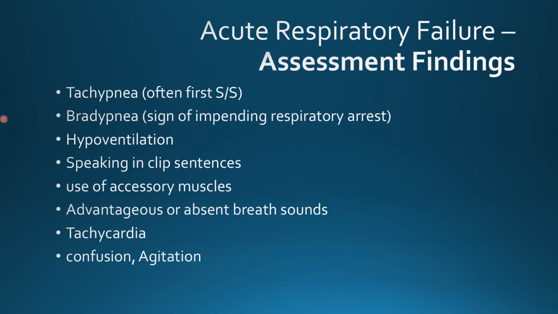With ARF, we typically find patients who are tachypnic, who have low heart rates, or low breathing rates, who hypoventilate. They tend to speak in short, clipped sentences. They use their accessory muscles when breathing. They have adventitious or absent breath sounds. They can have tachycardia. They're often quite confused or agitated.